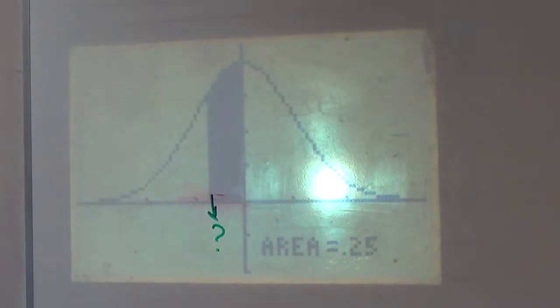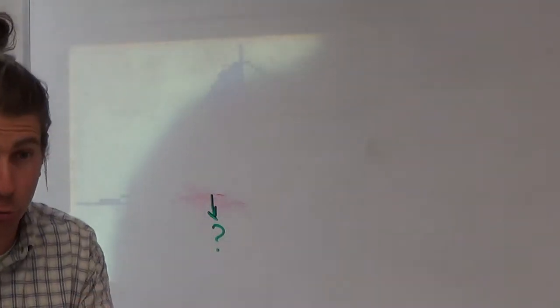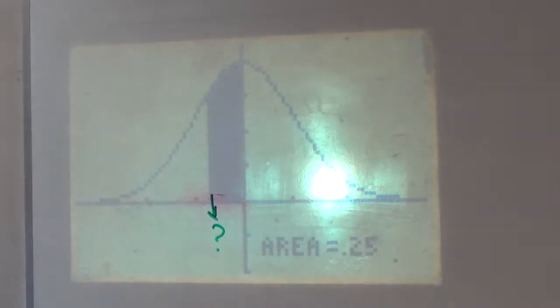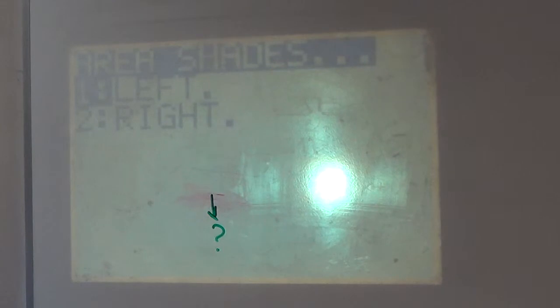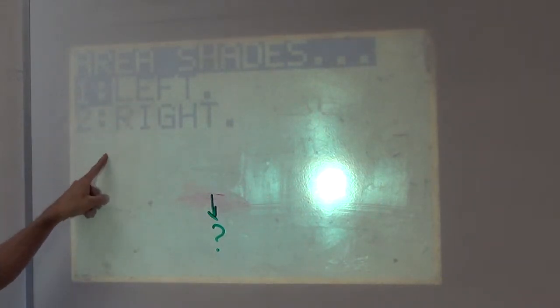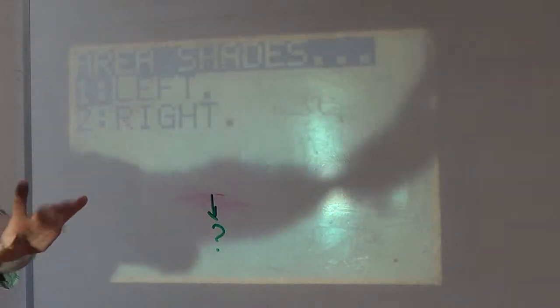It's very common. A backwards problem is where you know the area and you have to find the z-score that you want to use. So everybody, if you would, go to more probabilities. Pick backwards. Now, it gives you the option to shade left or right. This seems weird.